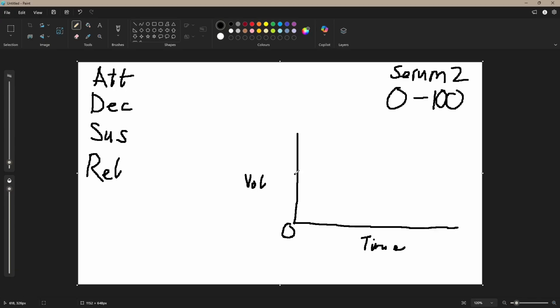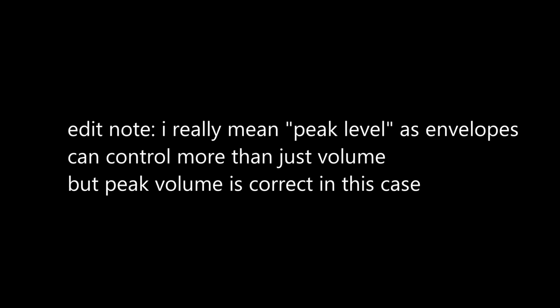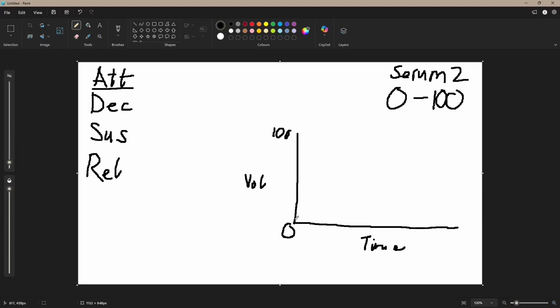What attack does, attack is the time that it takes for the synth to go from absolute silence, 0, up until its peak volume, which in this case is 100. You can mark up 100 on here, like this. That is attack. From the maximum point, from the peak, from 100, it will then go down to a specific volume, and it will stay at that volume until you let go of the note. That volume that it stays at is the sustained volume.